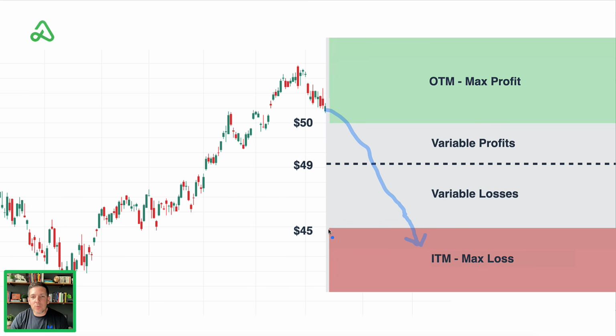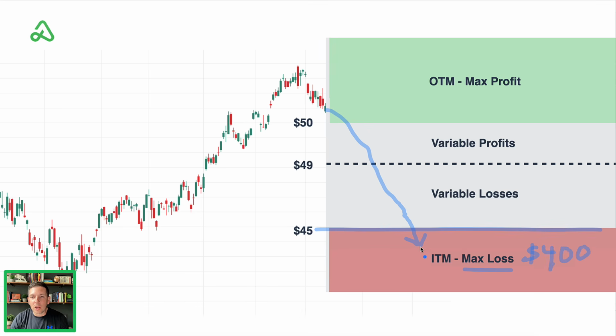Well, your position would stop losing money and you would basically reach max loss at the level of your long out of the money put option, which would be your 45 strike here. And in that case, what you have is your max loss. That's where you lose the $400 in this example.